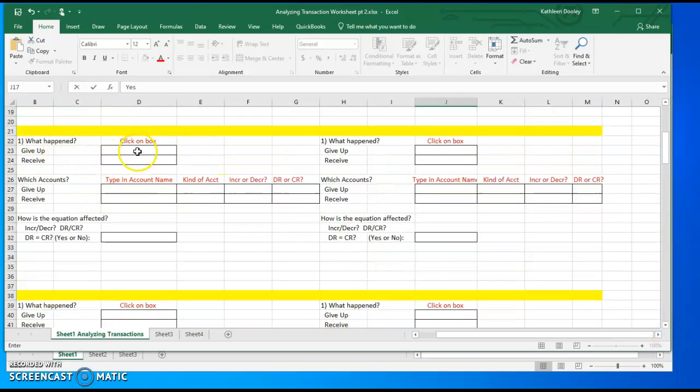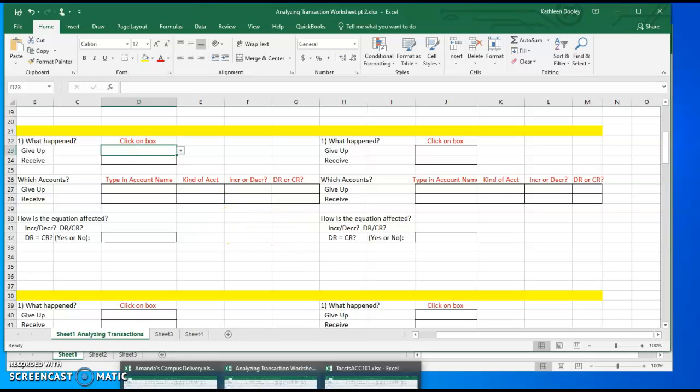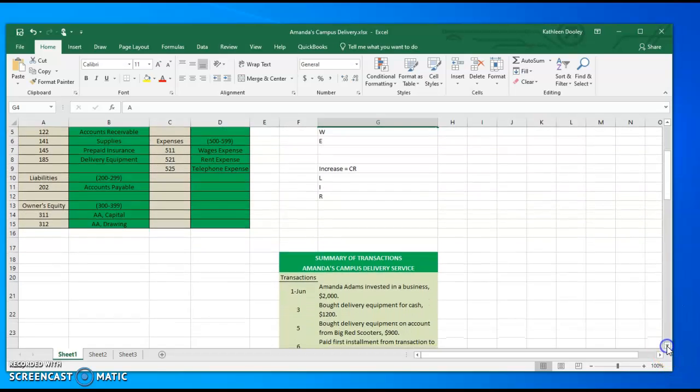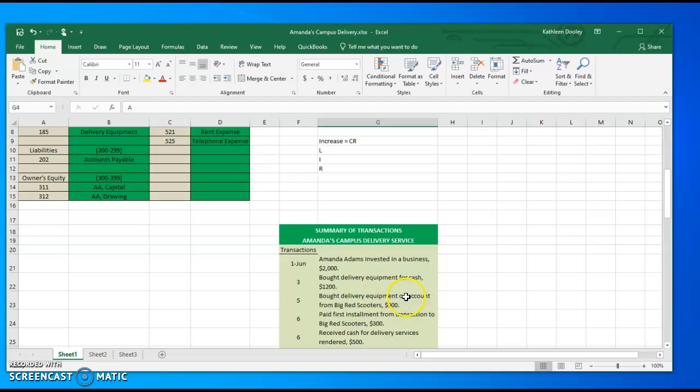Okay, so here we go to the third transaction. Here we bought delivery equipment on account from Big Red Scooters, $900. Okay, so we bought delivery equipment on account this time. Last time we bought it for cash, but now we bought it on account.